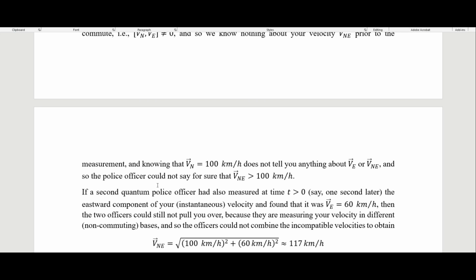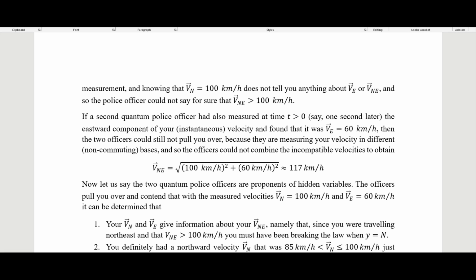And so the quantum police officer could not say for sure that your northeast velocity was greater than 100 kilometers per hour. So say we have a second quantum police officer that measured at some time t greater than 0, so sometime, say, a second after the first quantum police officer measured the north component of your velocity. They measure the eastward component of your instantaneous velocity and found that it was 60 kilometers per hour.